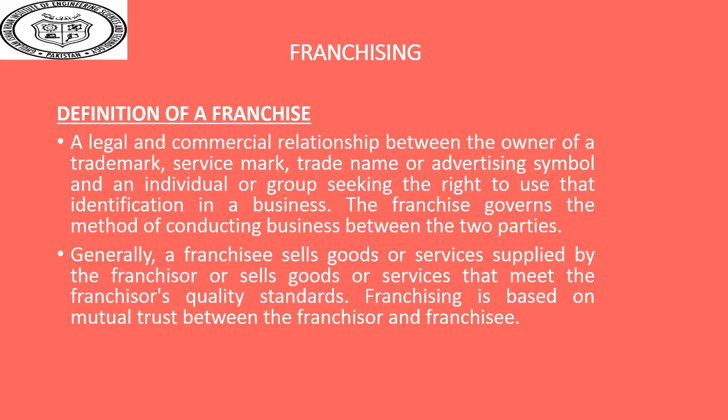You can imagine, for example, McDonald's, Dunkin' Donuts, or Kentucky Fried Chicken. They are a type of franchise. Generally a franchisee sells goods or services supplied by the franchisor. Kentucky Fried Chicken will sell Kentucky Fried Chicken, and McDonald's sells McDonald's hamburgers. So the franchisee sells goods or services that meet the franchisor's quality standards. Franchising is based on mutual trust between the franchisor and franchisee. So that is the basic definition.